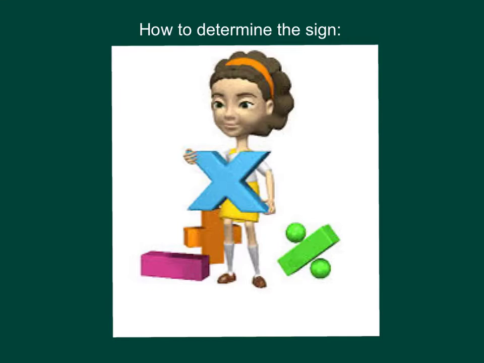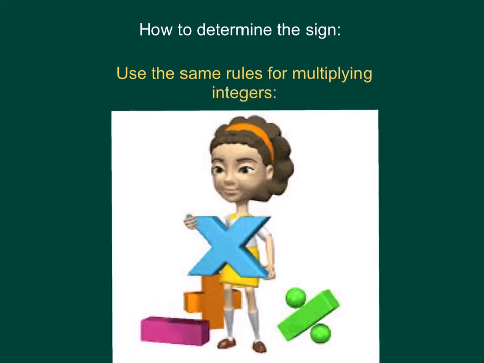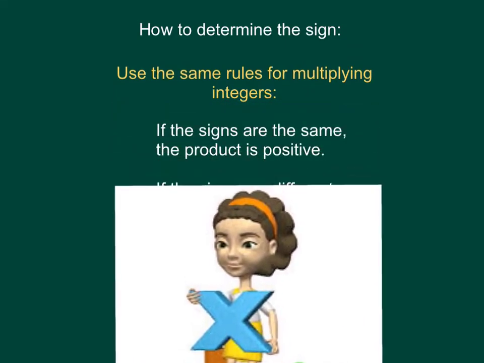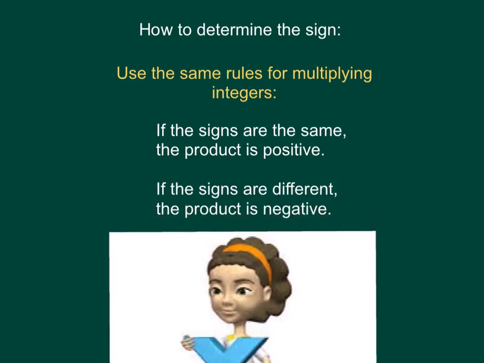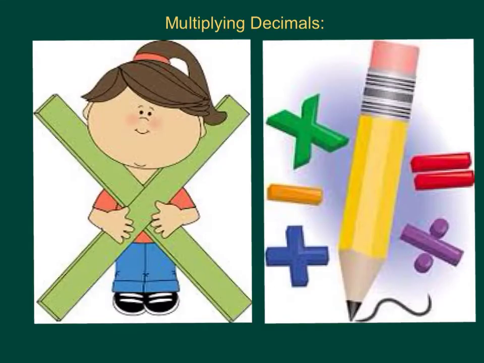When we are multiplying rational numbers, we use the same rules as multiplying integers. If the signs are the same, the product is positive. If the signs are different, the product is negative. Please take a moment to pause this video and write down how to determine the sign of the product.